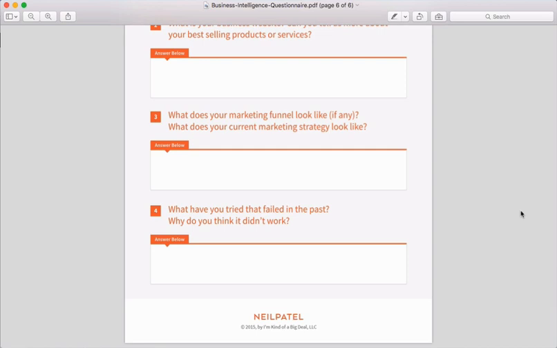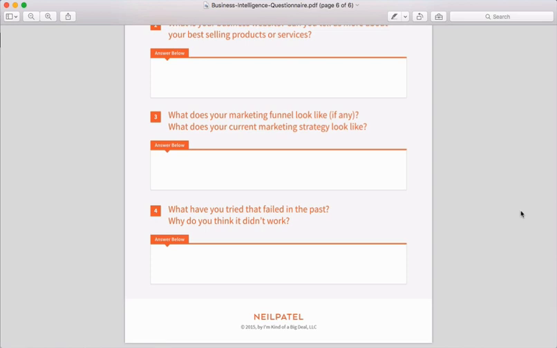What does your current marketing strategy look like? Again, if you have one, some people really literally just function off of word of mouth. They've had a shop on the street for years. They inherited the business from their parents. That's okay. Put whatever you have down right here, whether that's word of mouth marketing, referrals, if you are using AdWords, if you are doing Facebook ads, whatever you have, put it here.